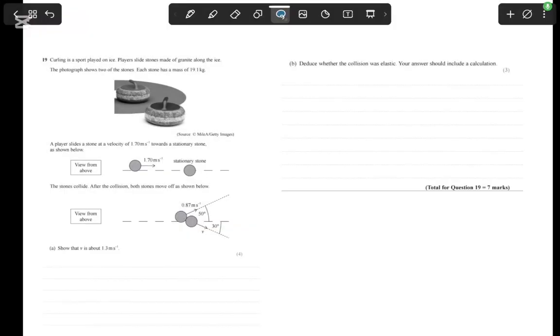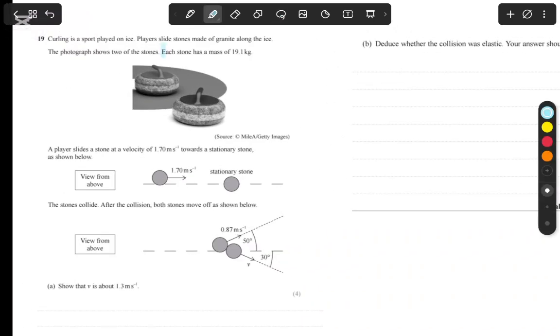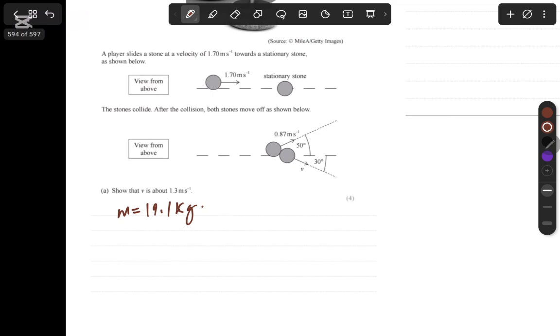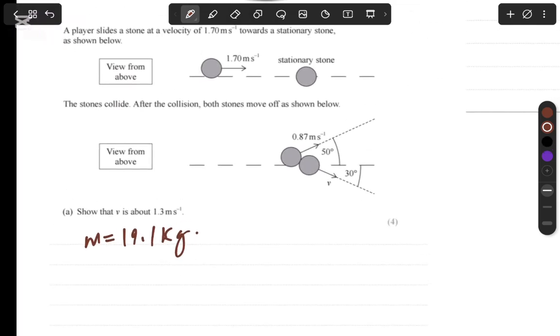Now I want you to pause the video and read the question. I don't want to waste too much time reading the question. So we've got the mass up here they've given us. So I'm just going to write here m is equal to 19.1 kg. Now they want us to show that v is equal to 1.3 meters per second.